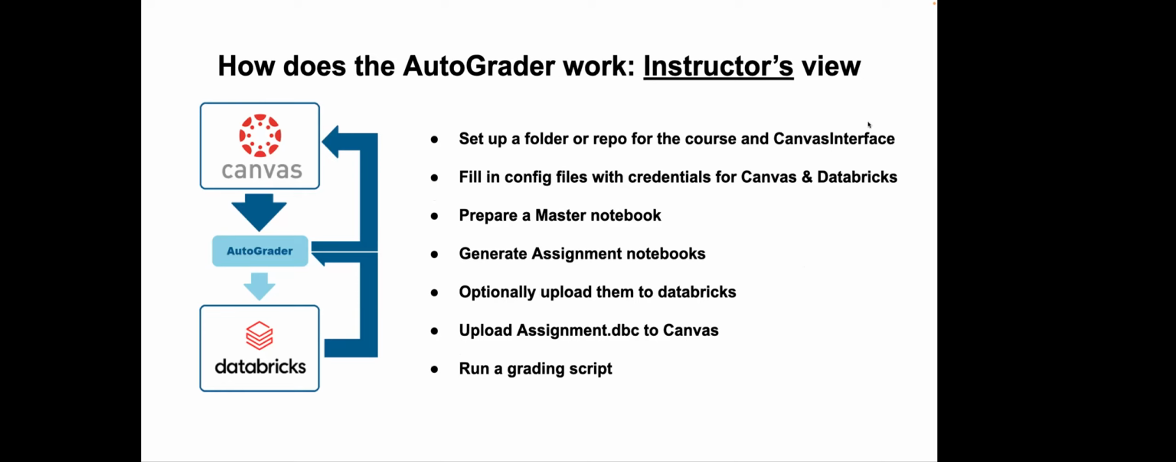So, from the instructor's viewpoint, how does the autograder work and how do they set it up? There are some basic folder structures. They have to have a folder repo for the course and for the Canvas integration. After that, they basically have to fill out some config files with the credentials for Canvas and Databricks.